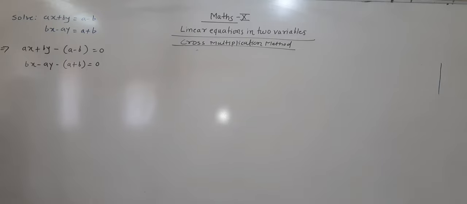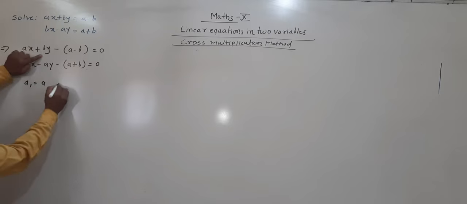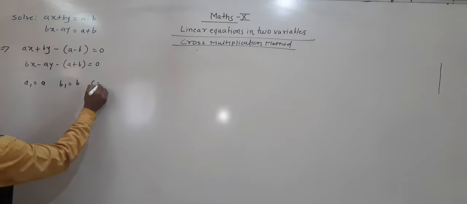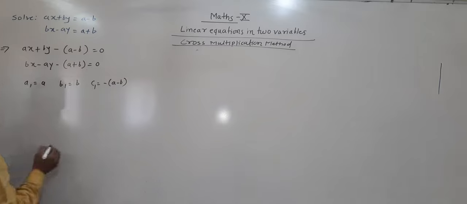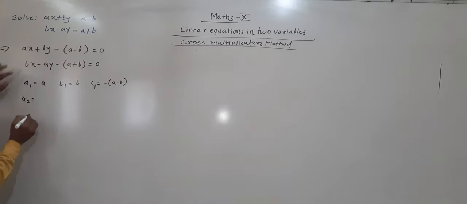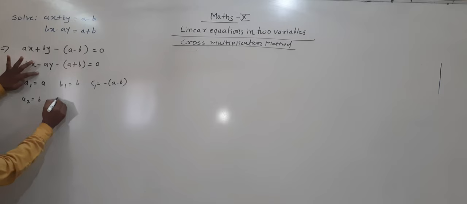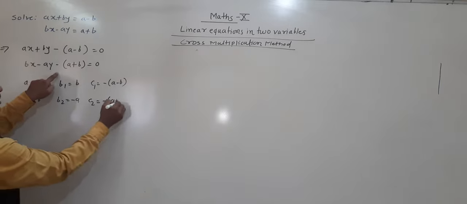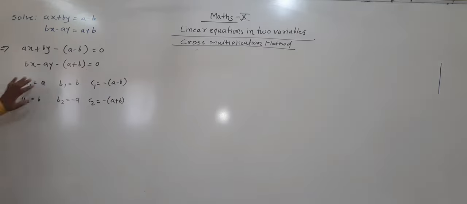Now it is not necessary every time to compare with a1x plus b1y plus c1 in the notebook; you can also write directly. See here, I am taking A1. What is A1 here? A1 is A. What is B1? B1 is B, the coefficient of Y. And C1 is equal to minus A minus B. Then A2 is equal to B, B2 is equal to minus A, and C2 is equal to minus A plus B. So we have all the values.